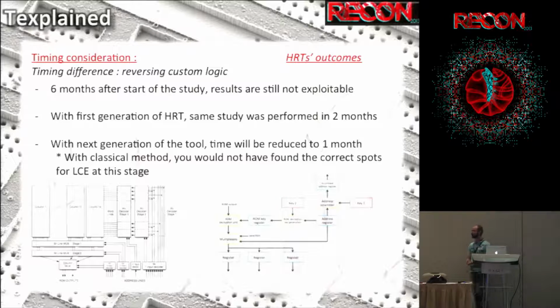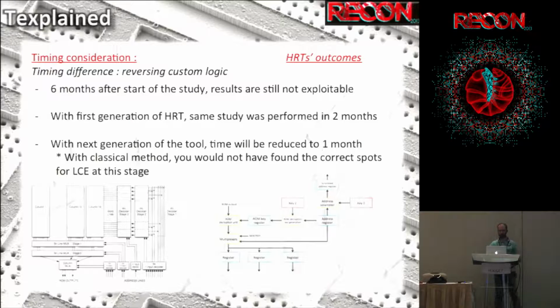So we did the same study basically in 2 months with errors. Too bad. With the next stage, you can do the same thing, I guess, in 1 month. In 1 month, you will have the time to take the pictures, to create the netlist, to find out the spot for linear code extraction, maybe to perform it. And for sure, as you have the netlist, you can also simulate the encryption function. That was this, by the way.